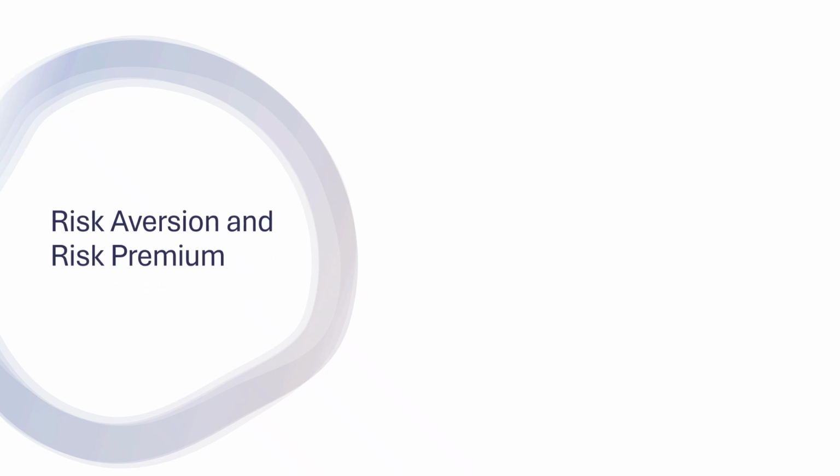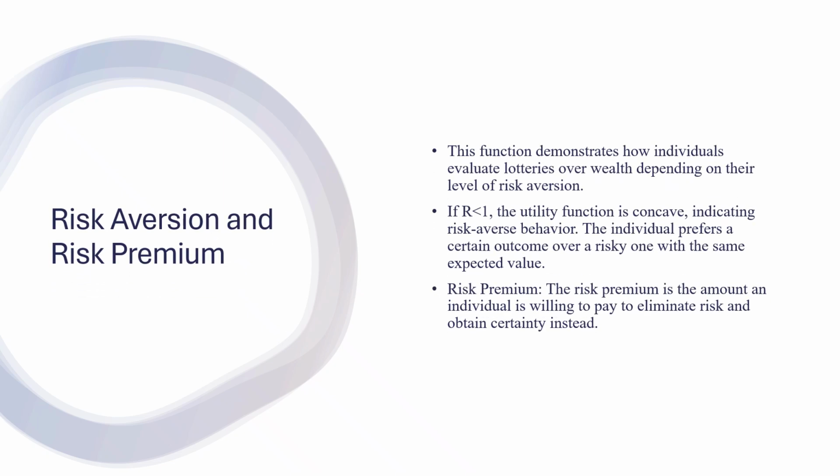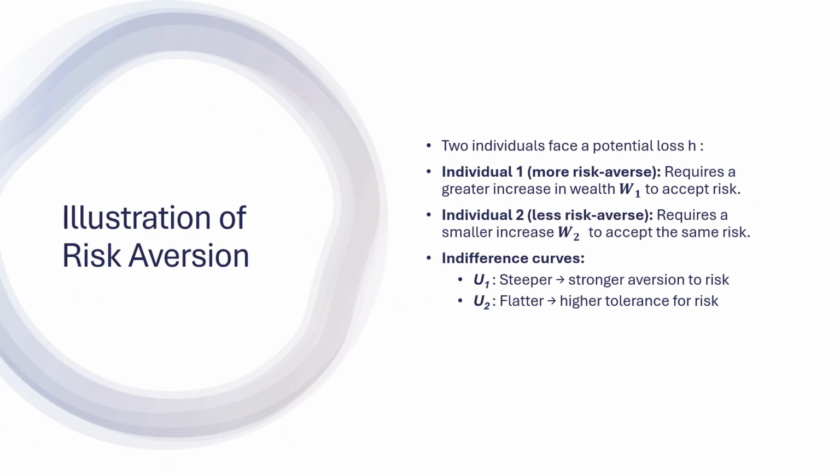The risk premium is the extra amount that an individual is willing to give up in order to avoid risk. Put simply, it is the cost of peace of mind, or the price of certainty. To illustrate risk aversion, imagine two individuals facing the same potential financial loss. Individual 1, who is more risk averse, demands a large compensation in order to accept the risk. Individual 2, who is less risk averse, requires only a small adjustment.